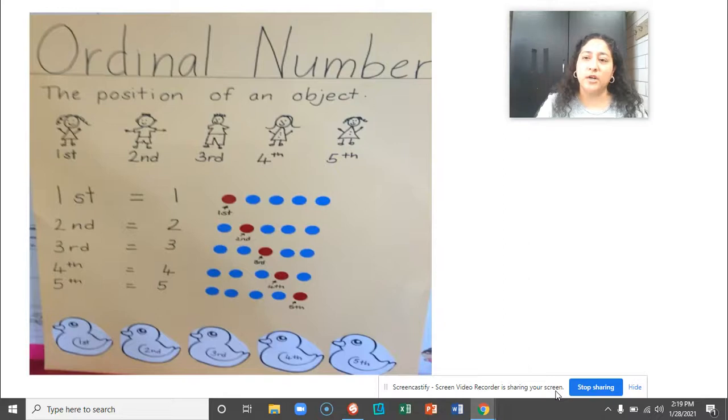This week, we're going to be learning about ordinal numbers. So what are ordinal numbers? Ordinal numbers are the position an object is in a sequence. So what order they are in a sequence.